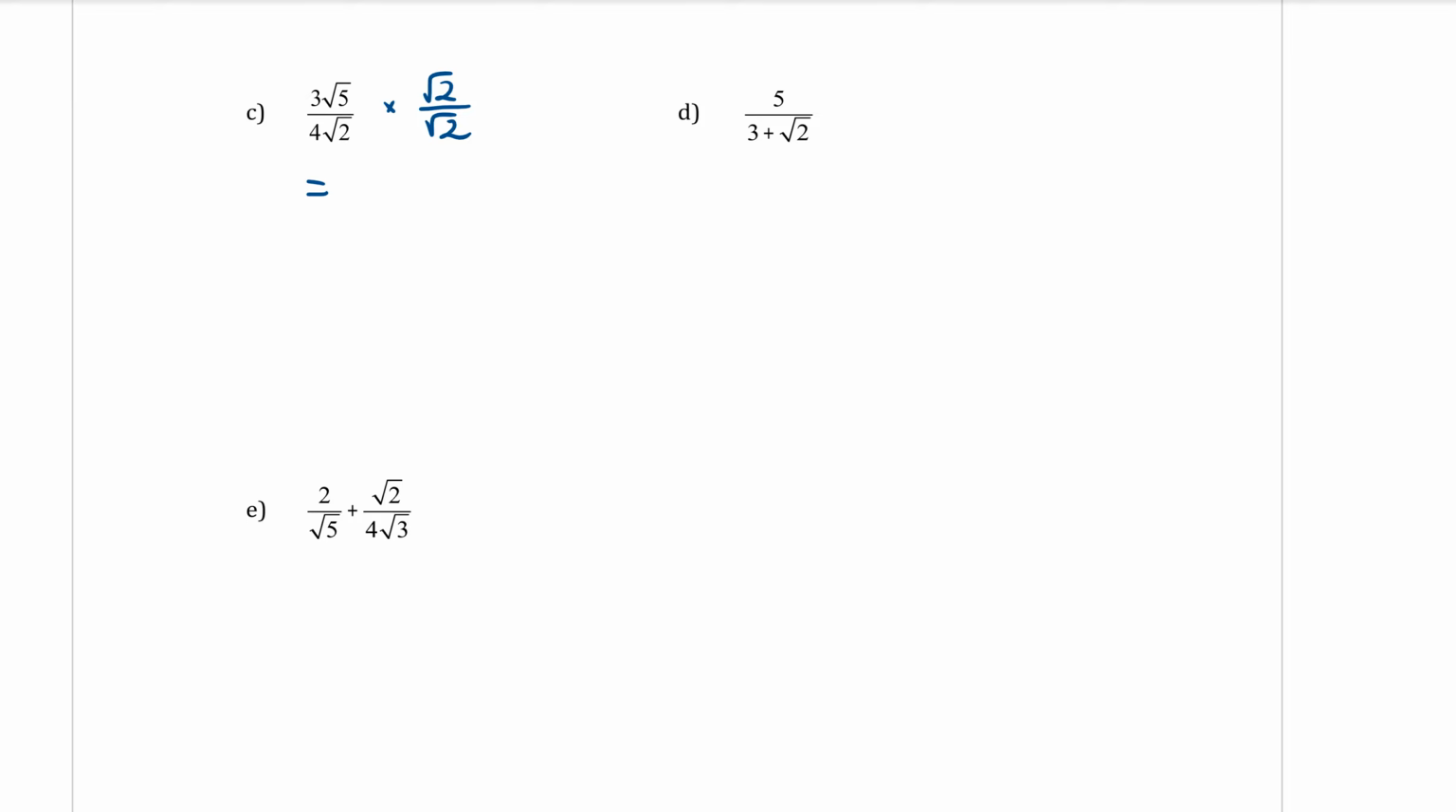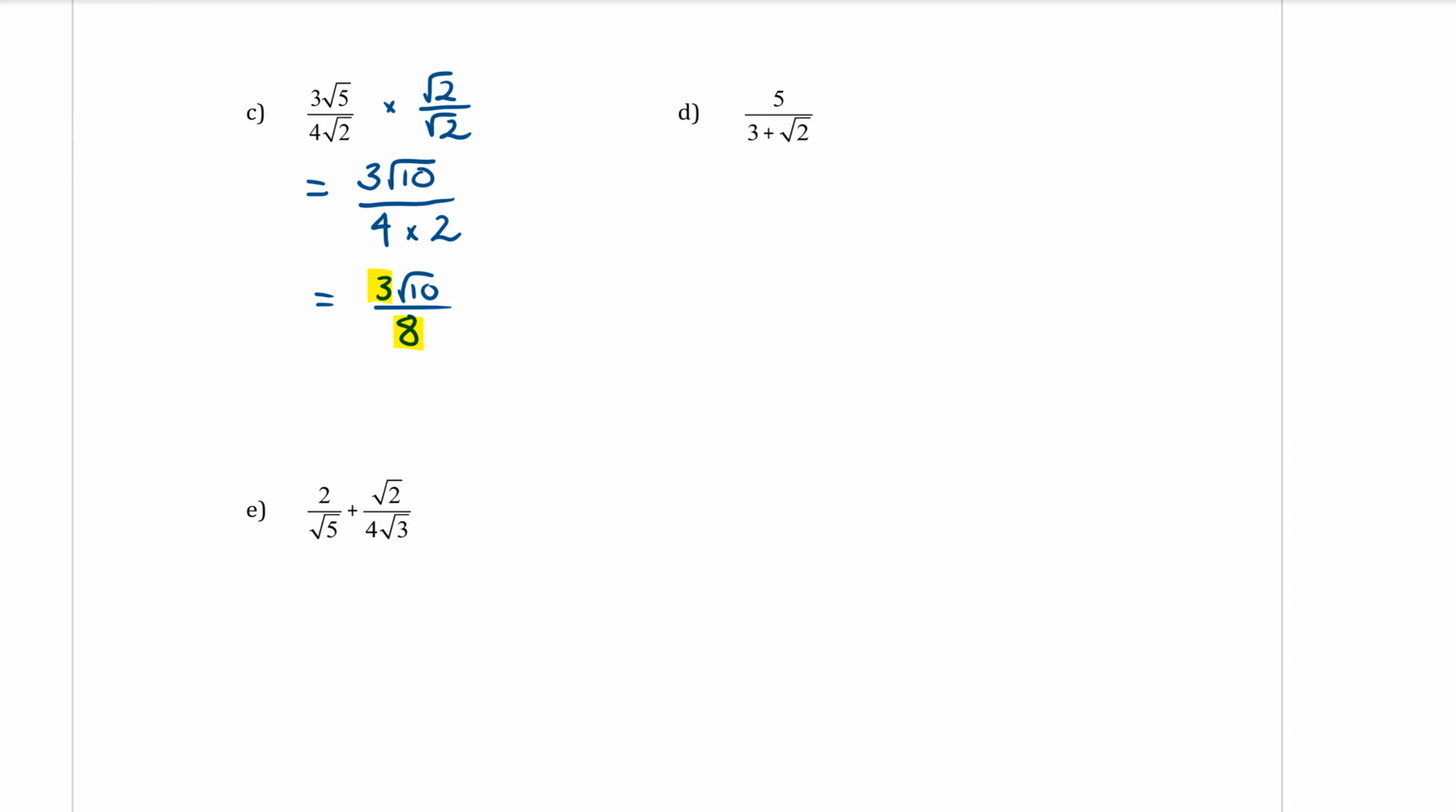Multiplying the top, I have a 3, and 5 times 2 is 10. On the bottom, I have a 4 that is not a surd, but the root 2 times the root 2, the square root disappears, and it will become a 2. Now I just need to times those numbers together on the bottom. So 3 root 10 on the top, and 4 times 2 is 8 for the bottom. Always check to see if you can simplify. So these numbers here simplify, but these ones don't. So we're ready for the next question.